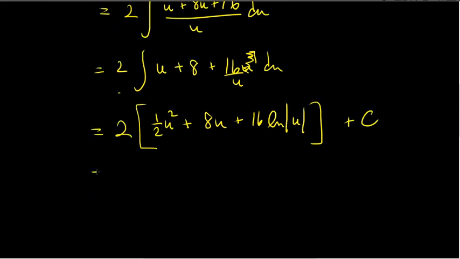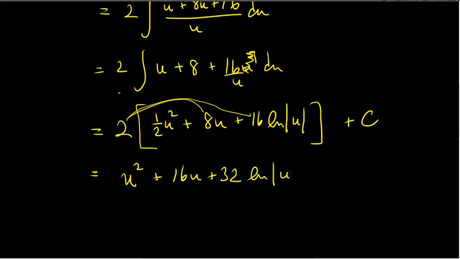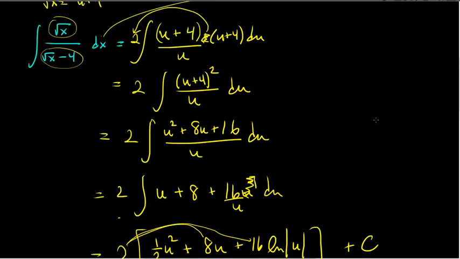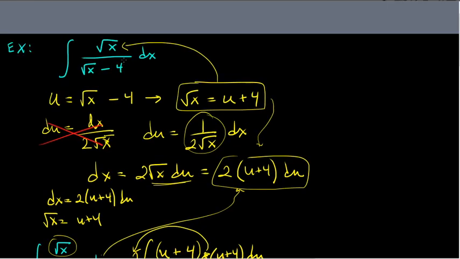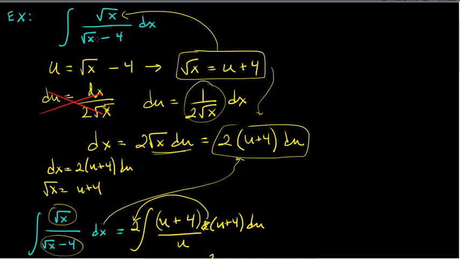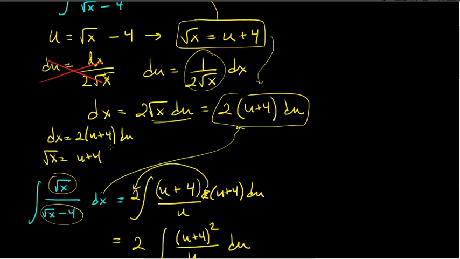And now just distribute the 2 here. So 2 times 1/2 is 1. We get u squared plus 2 times 8u is 16u. And then 2 times 16 is 32 times natural log of absolute value of u plus c. And there we go. So that's the answer to this problem, except, hang on, this was x. So we have to write this in terms of what x is. And notice we never did figure out what x is. x is going to be u plus 4, the whole thing squared.